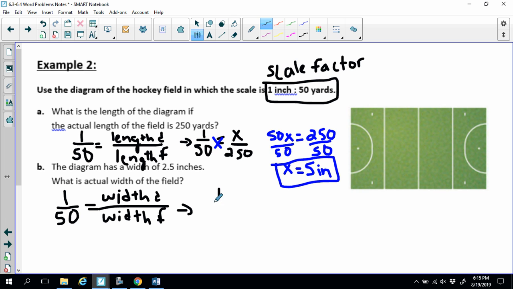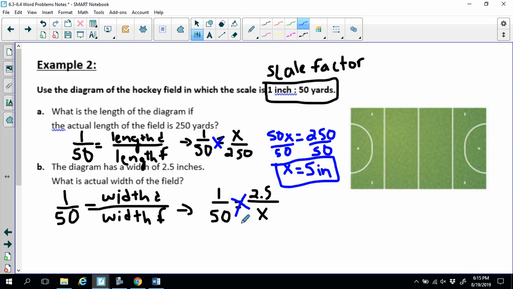Okay, so rewriting this, I have 1 over 50 equals, they said the width of the diagram is 2.5 inches. And then since we don't know the width of the field, I'm just going to put X for that. So now, once again, I cross multiply. Anytime you have an equal symbol, just cross multiply.